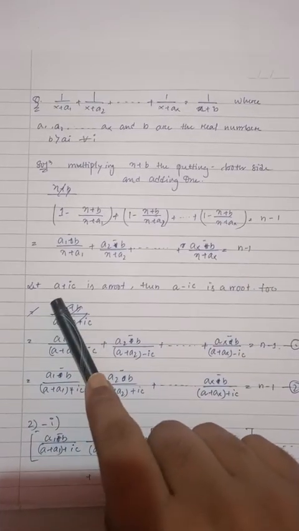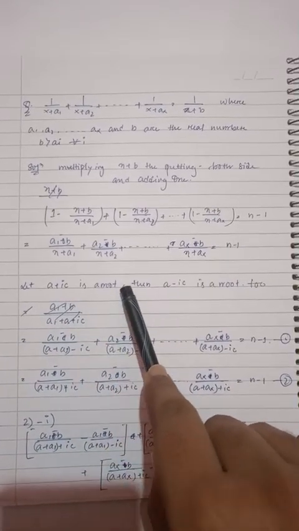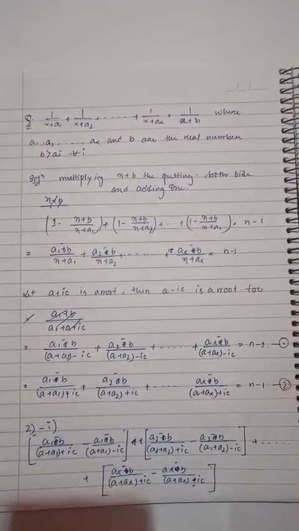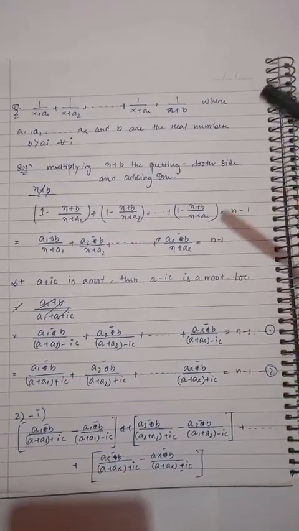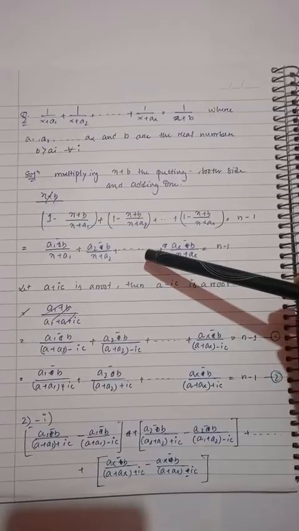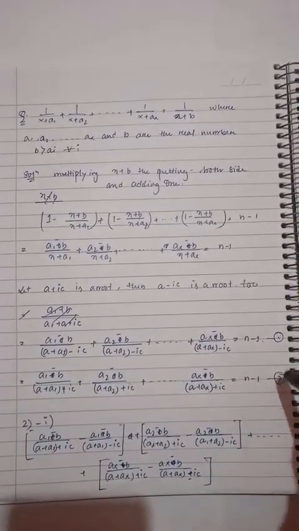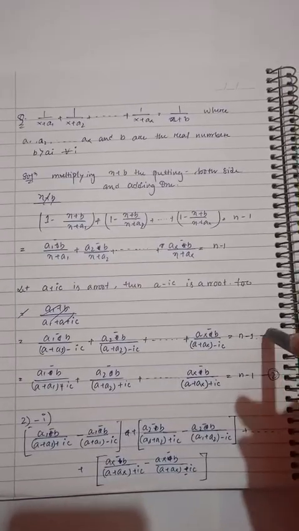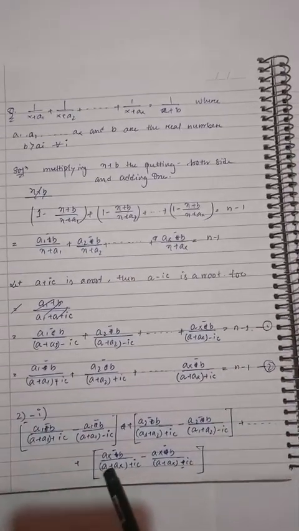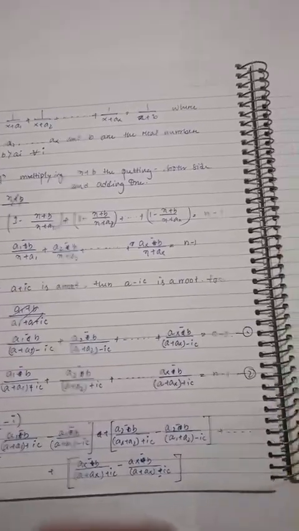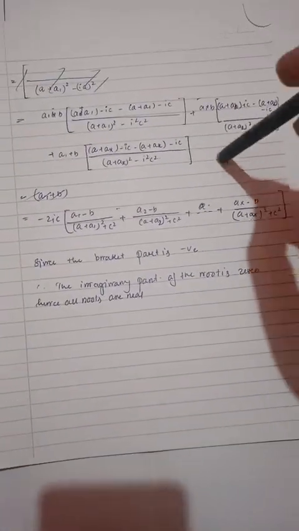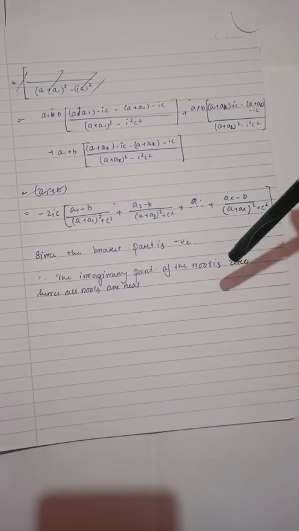Then let us assume a plus ic is a root, then a minus ic will also be a root. So we'll put the values of a plus ic in place of x, so it will result in this format and this format. So we can subtract 2 minus 1. This will be the subtraction format, and it will look ultimately like this. Hence the bracket part is negative, therefore the imaginary part of the roots is 0, hence all the roots are real.